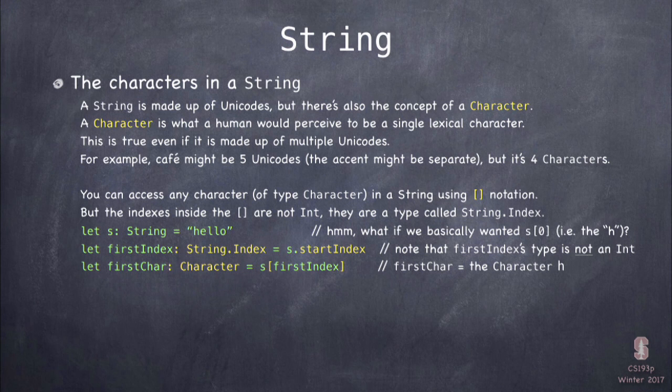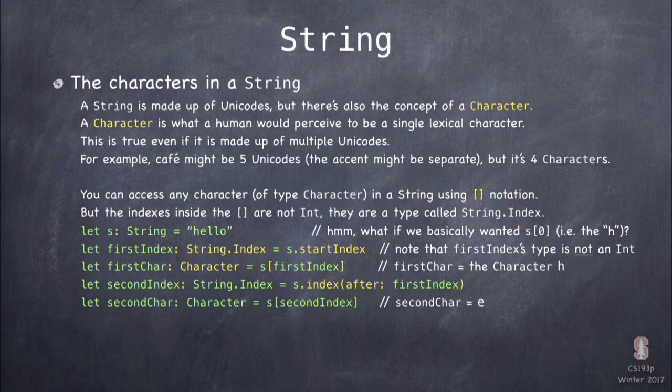Well, this is kind of useless because I have to ask the string, what's the index of your first character? And then turn around and say, okay, give me s of your first character. So that's not the interesting thing. What if I want the next character? If I want the next character, I ask the string, what's the index of the character after your first character? And it'll give me a new index of its second character, and now I can get that one. Even that is a little bit like, oh my God, you're kidding me. This is really how I have to do this?